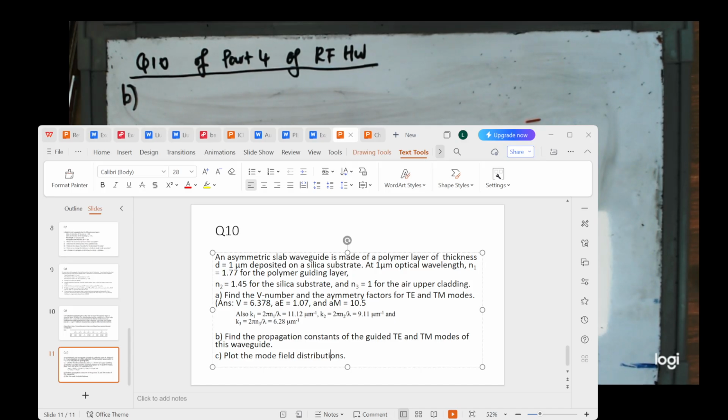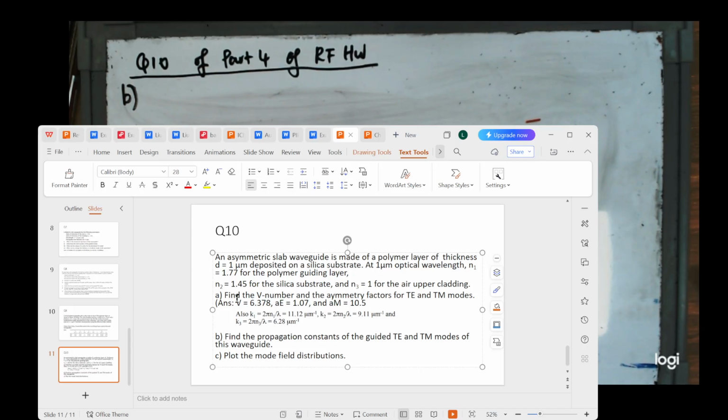Hello everyone. In this video, I'm going to walk you through question 10, Q10 of part 4 of the ROF homework. To start with, we are given an asymmetric slab waveguide, made of a polymer layer of thickness 1 micron, deposited on a silica substrate, at 1 micron optical wavelength. The refractive index of the polymer layer is 1.77. The refractive index of the silica substrate is 1.45. The refractive index of air, the cladding layer, is 1.